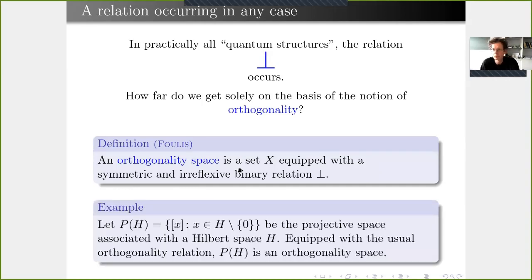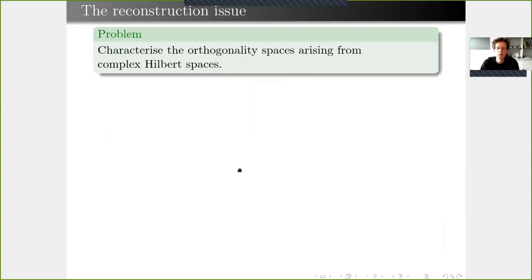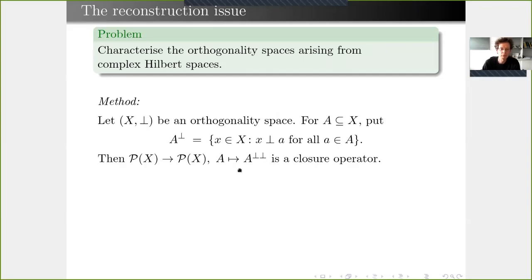The standard example certainly arises from the Hilbert space. So consider a Hilbert space H, and consider the collection of one-dimensional subspaces of this Hilbert space, abbreviated in this talk by PP of H, because this is simply the projective space. And endow the projective space with the usual orthogonality relation, then what you get is certainly an orthogonality space. Our first concern has been to characterize exactly those orthogonality spaces that arise from Hilbert spaces over the complex numbers.